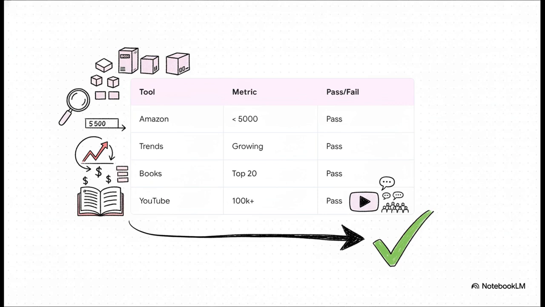Next, we plug it into Google Trends, and we see the line is steadily growing upwards over the last 5 years. Pass. Then we analyze the top 20 bestsellers, mapping out their pricing and angles, proving buyers are actually spending money here. Pass. Finally, we go to YouTube, search the topic, and find multiple videos with well over 100,000 views, totally loaded with comments. Pass. See? When a specific idea clears all 4 of these hurdles, it is mathematically validated. You don't need expensive software to tell you that. The raw data just proved it.